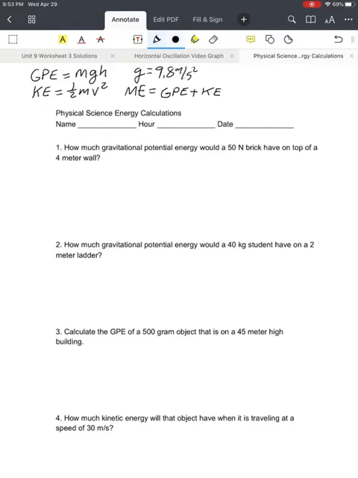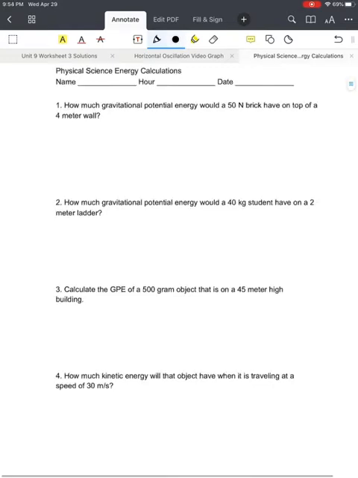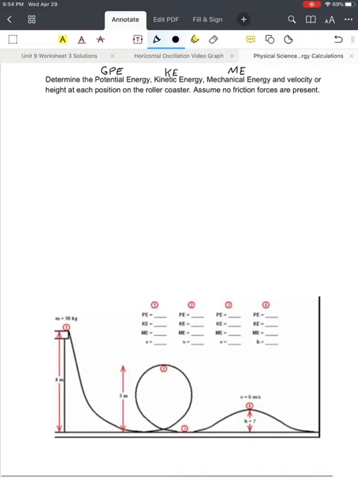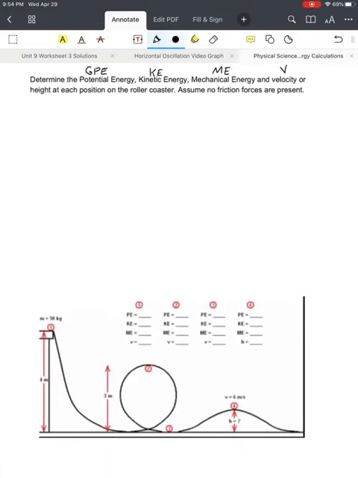So I was looking through these problems trying to figure out a good one to show you how to do, and I actually want to go to the bottom or the end of the worksheet, and you have to do a lot for this problem. You have a roller coaster, which is very popular when you're talking about energy and physics. And in this problem, you'll have to do various things. You'll have to determine the potential energy, which is the gravitational potential energy. So this is GPE. You'll also have to calculate the kinetic energy, which is KE. You'll also have to calculate the mechanical energy, which is ME. You'll have to maybe calculate the velocity, which is V, and you'll also have to calculate the height, which is H. And so you'll have to do some of those for each part.